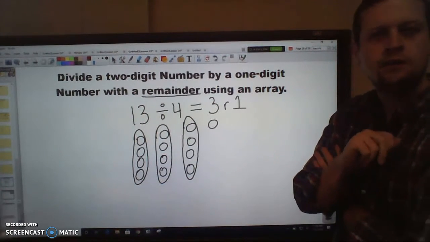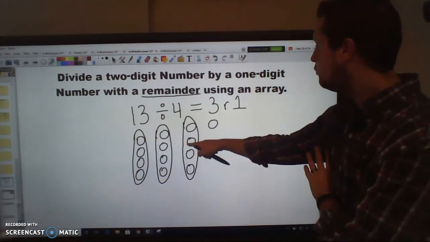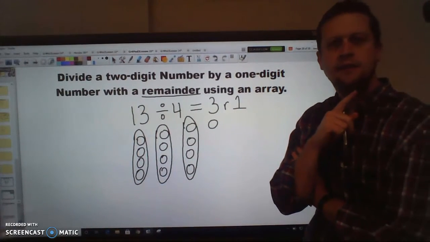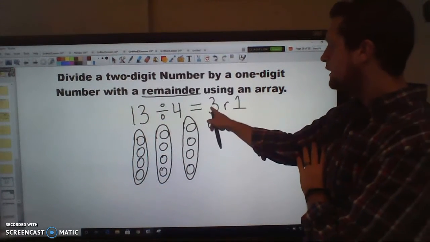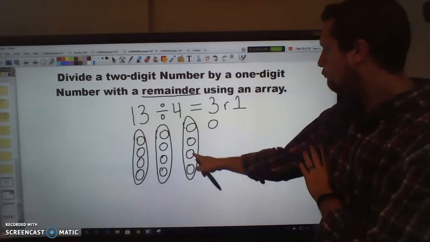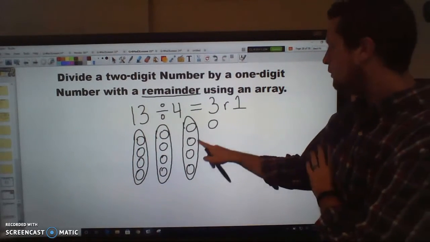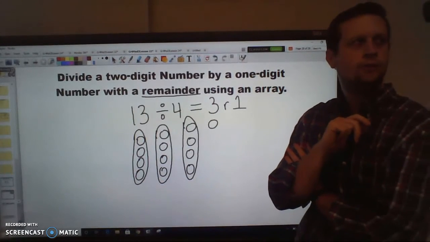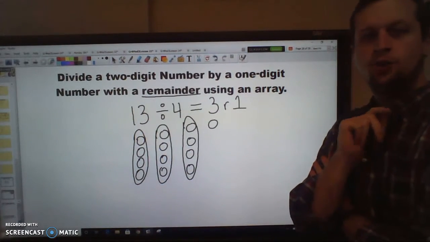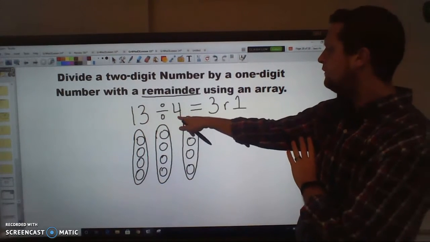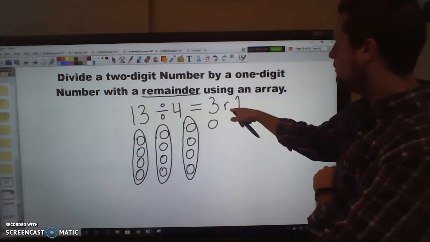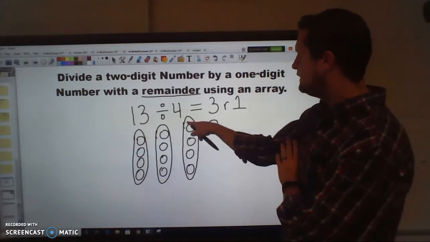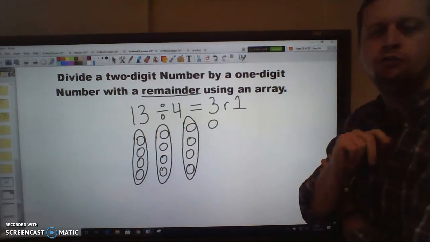3, remainder 1. Okay, 3, remainder 1 is our answer. So that would mean that we would have 3 groups of 4, and then there would be 1 person that wouldn't be in a group of 4. Okay? So again, 13 divided by 4 equals 3, remainder 1. So 1 student is not in a group of 4.